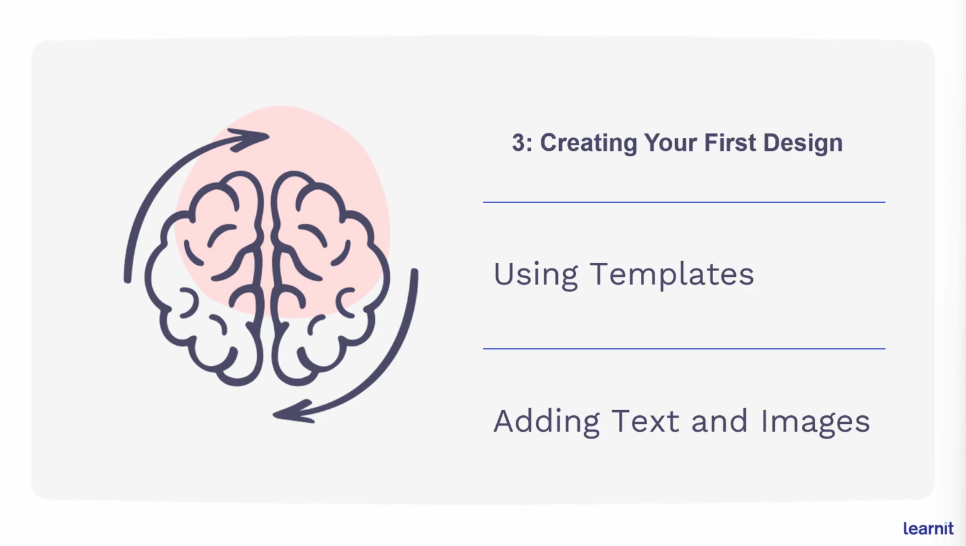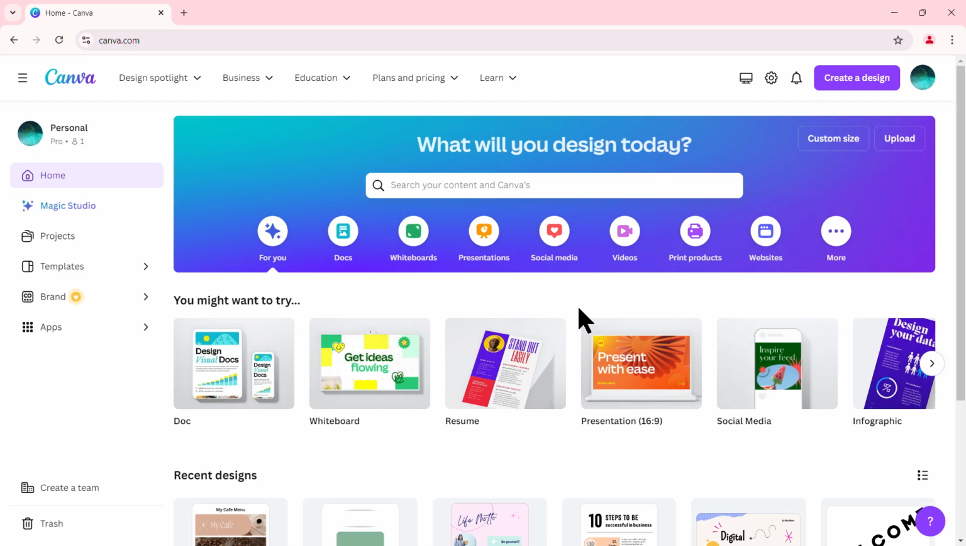For lesson 3, let's go ahead and create a design from a template. We'll keep it simple. We'll go ahead and just make some basic adjustments to the template. We'll add text and we'll add images as well. I'm back on my Canva homepage.